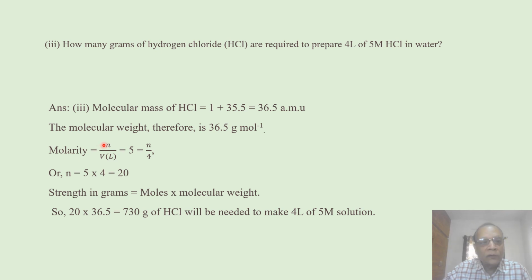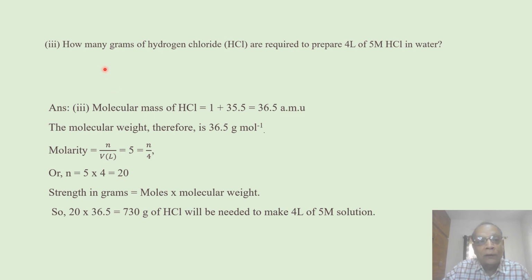Molarity, as has been discussed earlier in the two problems and also in the first slide, is number of moles divided by volume in liters of solution. So molarity given is 5. Number of moles is to be calculated. Volume is 4. Transposing volume to the left side, we have 5 multiplied by volume 4, which is 20. So the number of moles of HCl should be 20.